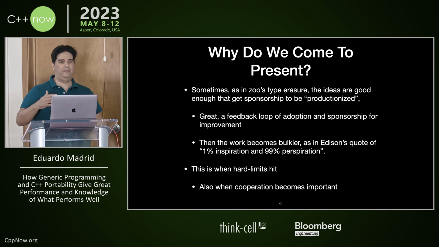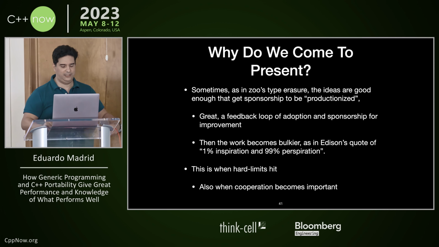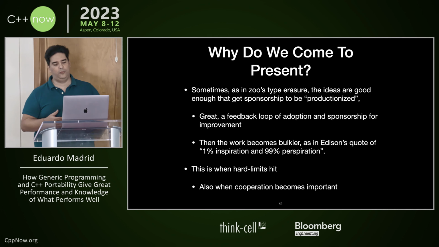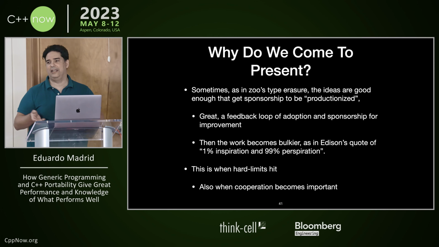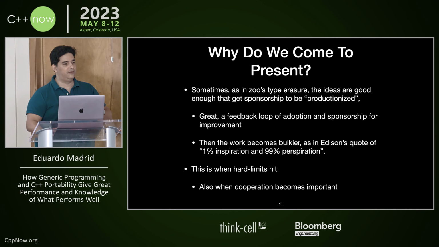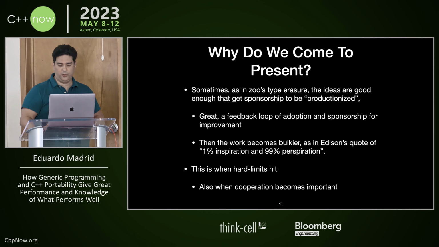But then also it happens that when something gets adopted, the work becomes bulkier, and you have to do it. Edison is right, because most of the good work is 1% inspiration and 99% perspiration. And this is when we hit hard limits. You can only do so much, right? And that is when cooperation becomes really important.